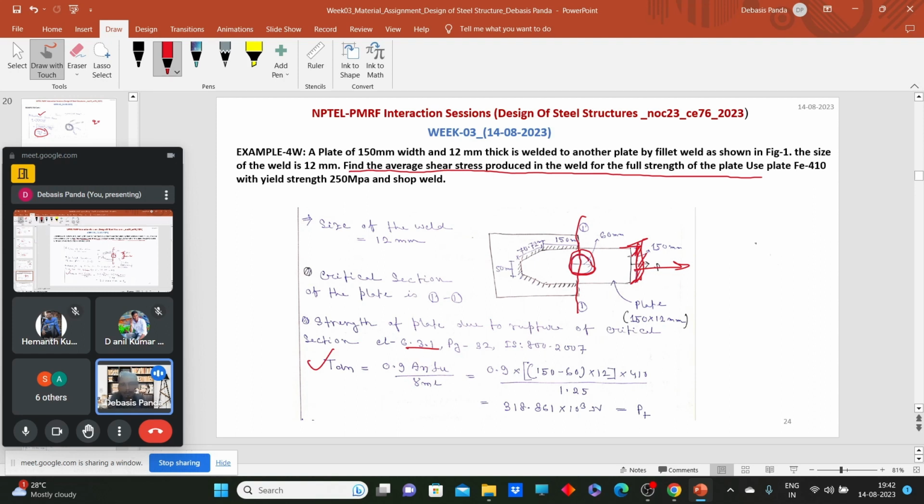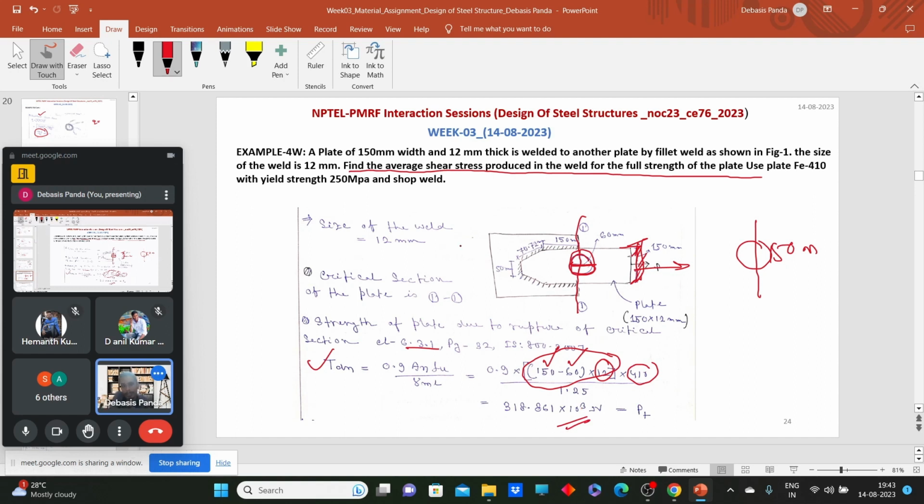So the net area will be, first we have this plate of 150 mm, and there is a hole of diameter 60 mm. So you just need to subtract the hole diameter from the width. So 150 minus 60, into 12, which is the thickness. So this gives us the net effective area. Fu is 410. So this much load we need to transfer through this joint.